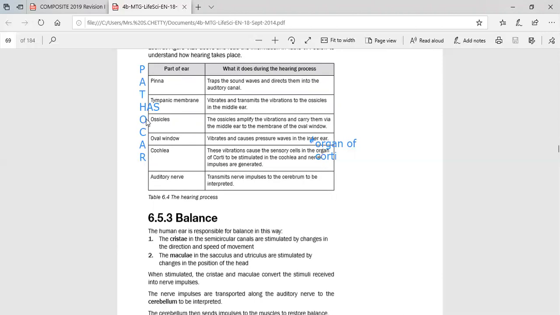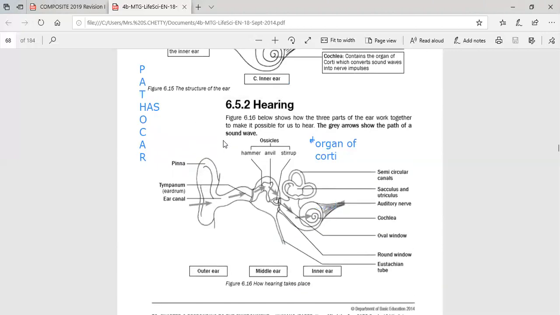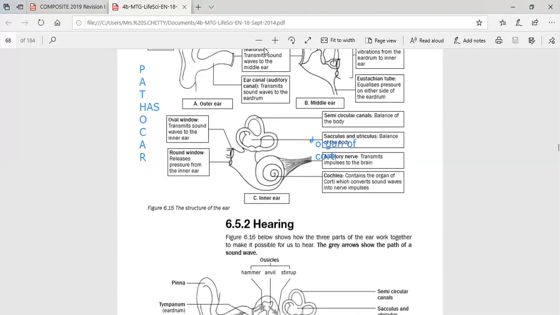And then that will pass the vibrations onto the organ of Corti in the cochlea, and that will be stimulated and nerve impulses are created, and the auditory nerve takes the nerve impulses to the cerebrum. And finally, you must add that the extra pressure waves are absorbed by the round window. So that is the pathway taken by your sound waves in bringing about hearing. Sorry about the interruption.